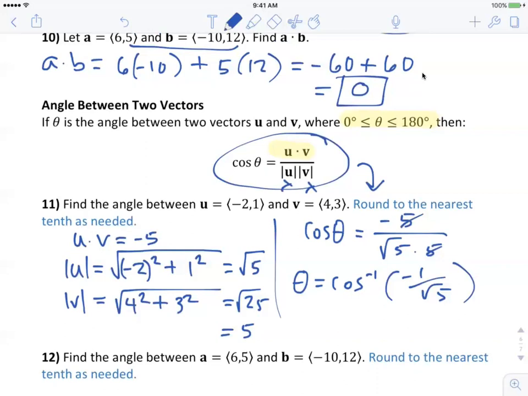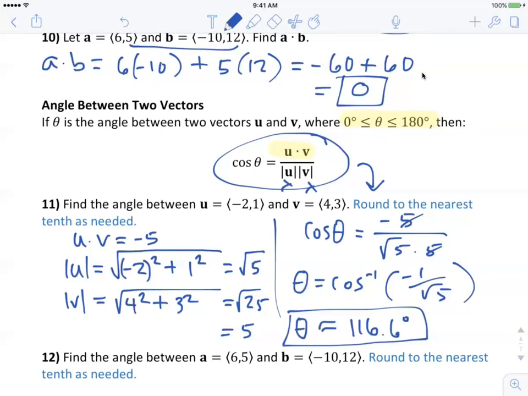And hope it's right. So this one I'm getting approximately, let's see, round to the nearest 10th, 116.6. That's my final answer there.